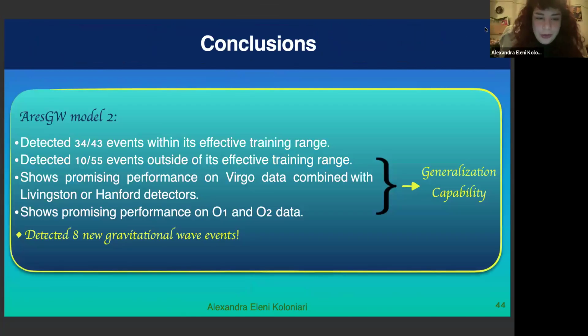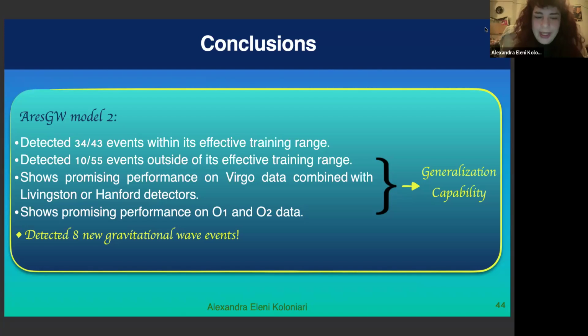So, what are the conclusions? Well, ResGW Model 2 detected 34 out of the 43 events within its effective training range, and it also detected 10 outside of its effective training range. Additionally, it shows promising performance on Virgo data combined with Livingston or Hanford detectors, and also shows promising performance on O1 and O2 data. And those last 3 points show that it has very good generalization capability.